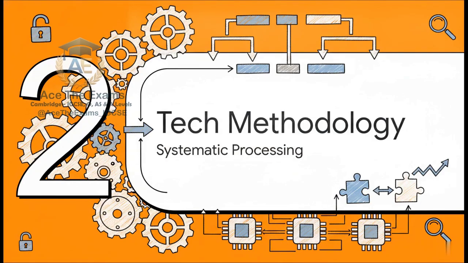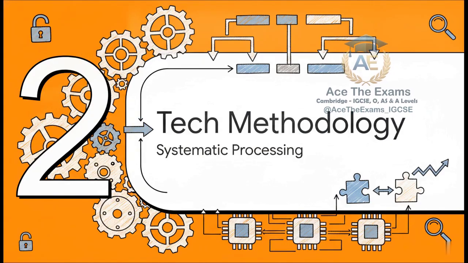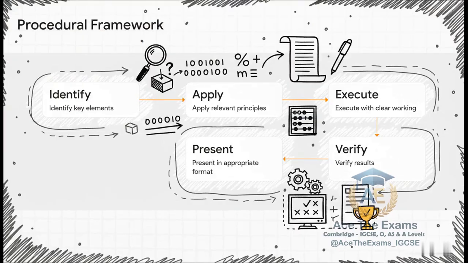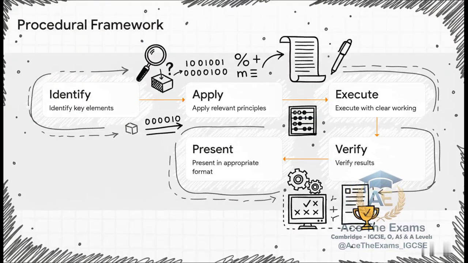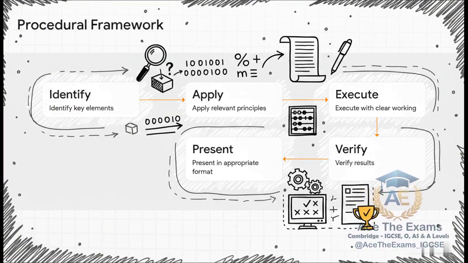Section 2, Technical Methodology. The crucial point to overcoming that difficulty we just talked about is utilizing a strict procedural framework to decode the problem. You need a system. By following this standardized 5-step sequence, you literally stop relying on rote memorization and you start engineering your answers.